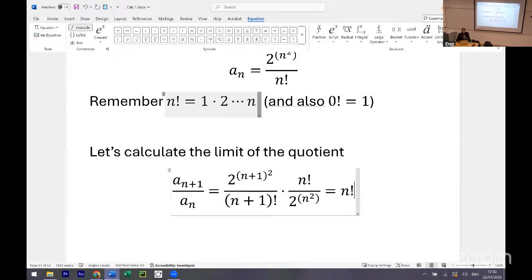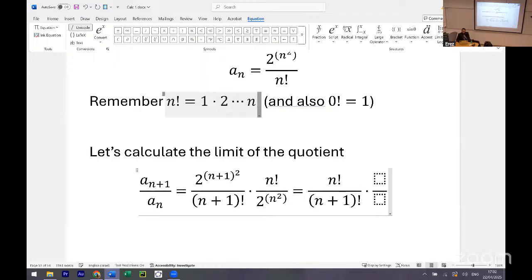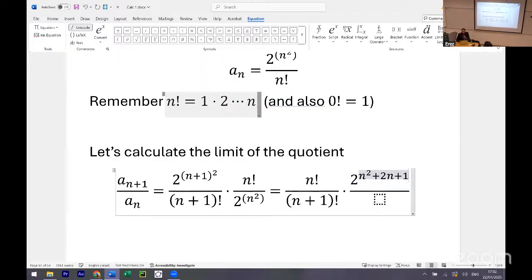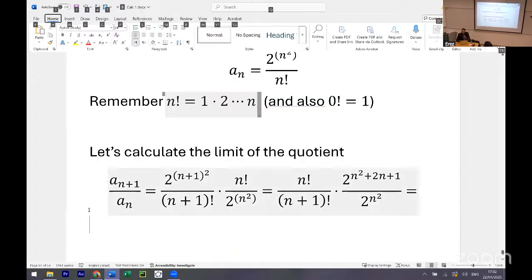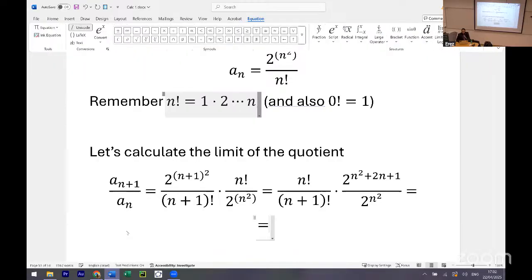N plus one, in steps. N plus one times... And here we have 2 to the power of n squared plus 2n plus 1 over 2 to the power of n squared, which equals... So what is n factorial over n plus 1 factorial?